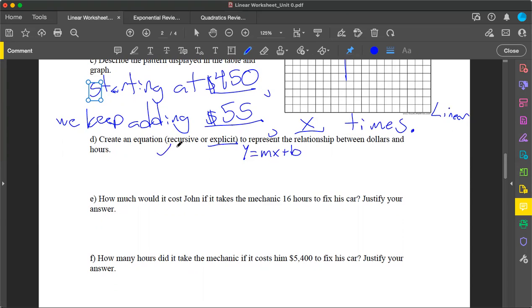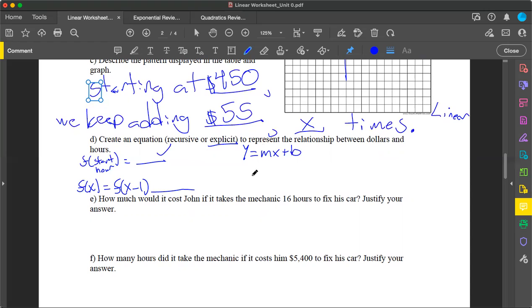If you decide that you want to take the recursive approach, you have to have two things. You need to have f of your starting amount, or starting hour in this case. So let's call it the start hour. You need to know where you're starting. And then you also need to say where you're going, which is using notation like f of x minus 1 and then doing whatever.